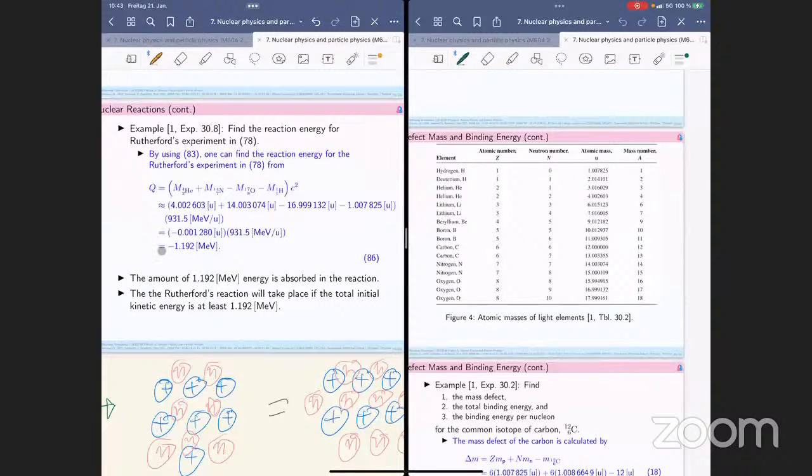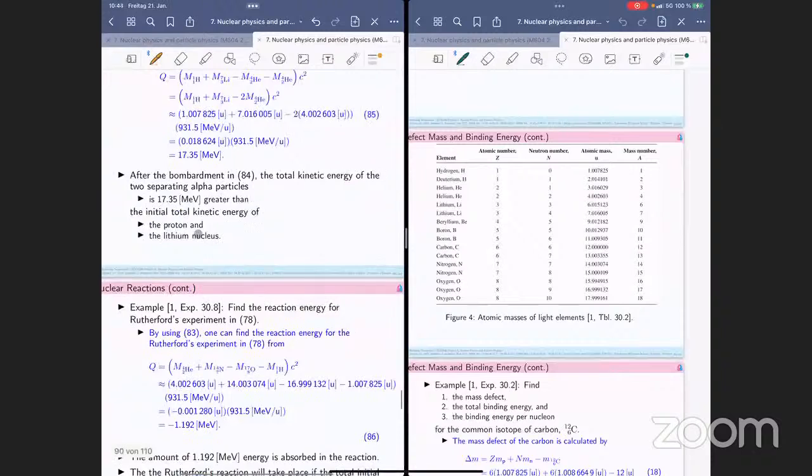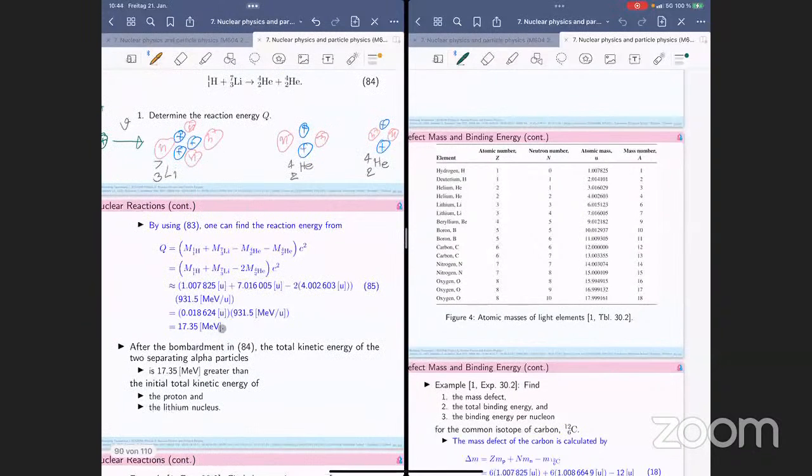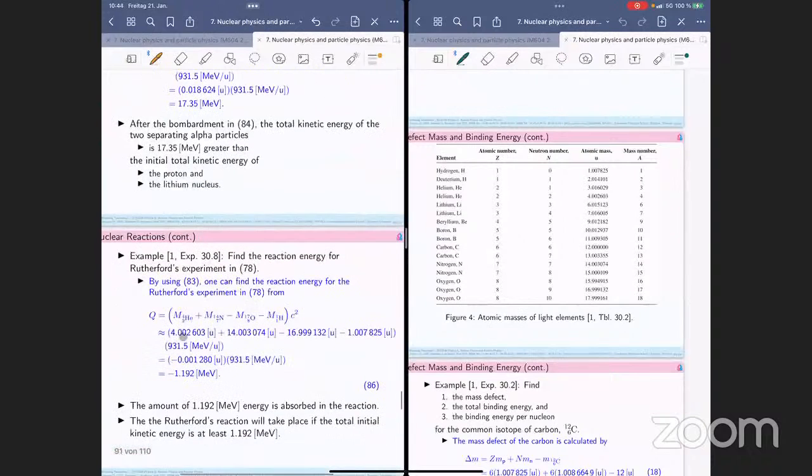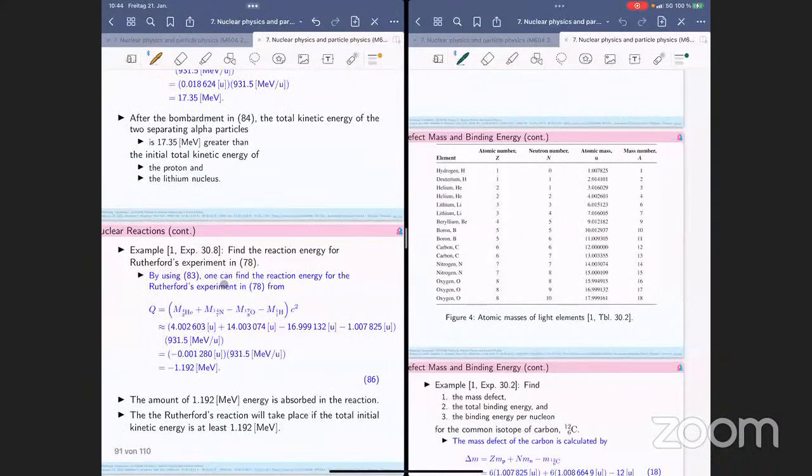And one important thing for the Rutherford experiment is that the energy turns out to be a negative value, which is different from the previous one. The previous one we have 17.35. The mass difference is positive and the mass difference turns to be energy as the output. But in the Rutherford experiment, the output energy is negative. What does that mean? It means there will be no kinetic energy emerging, no increase in kinetic energy from this process, but the kinetic energy at the output is going to be reduced by 1.192.